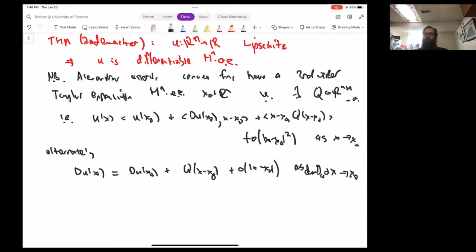Other questions about the claim? So I can maybe just sketch the idea of the proof. What's the idea of the proof? Actually, let me defer the idea of the proof for a second, and let me recall.